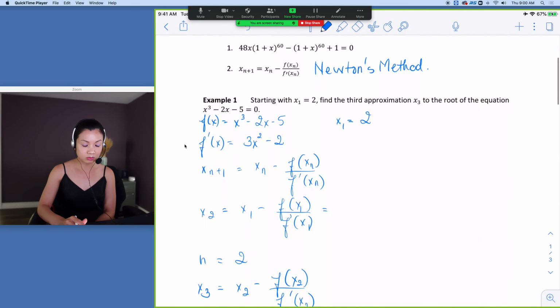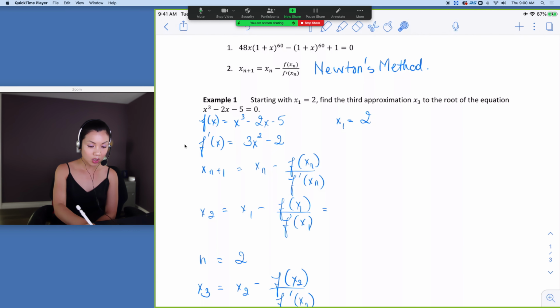First of all, in order to use Newton's method, we have to find the derivative. So I have the function, I have the derivative, and we're going to use x1 equals 2. Newton himself chose x1 equals 2 to be his first number in his approximation. So let's try it. I'm going to use the formula right there. So what do we have?